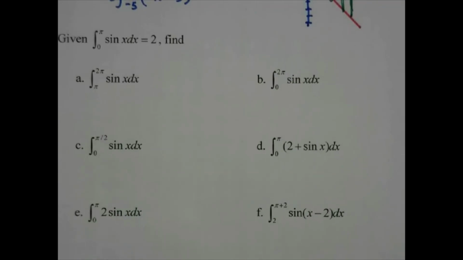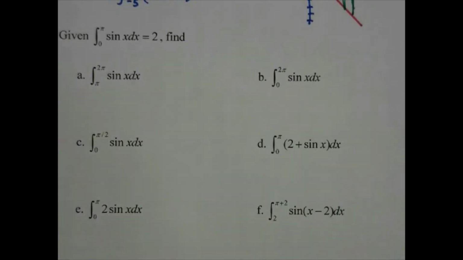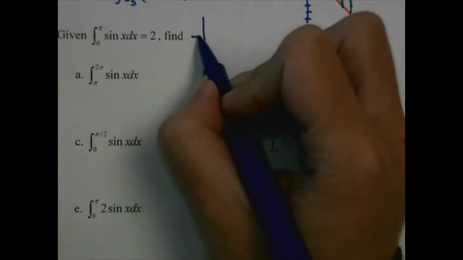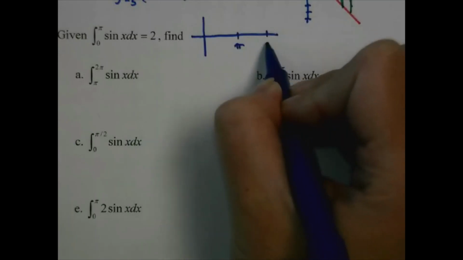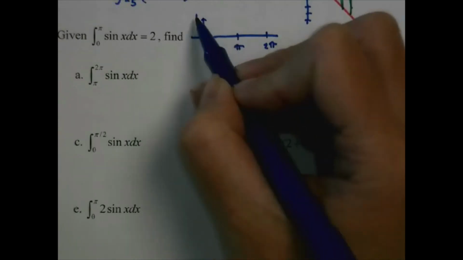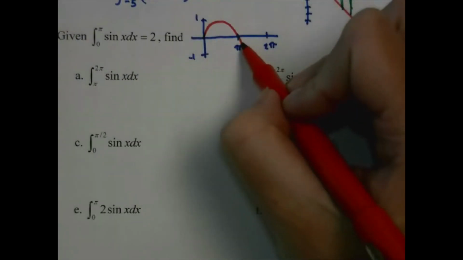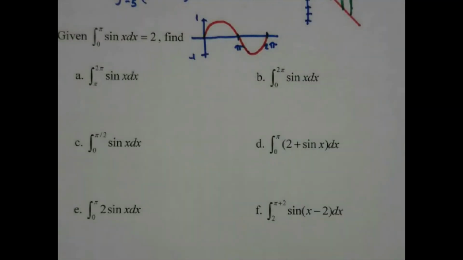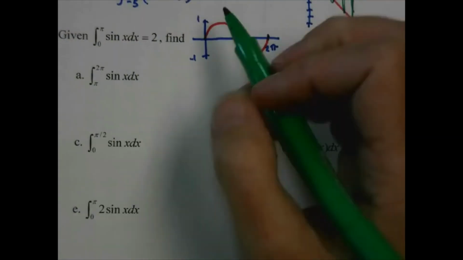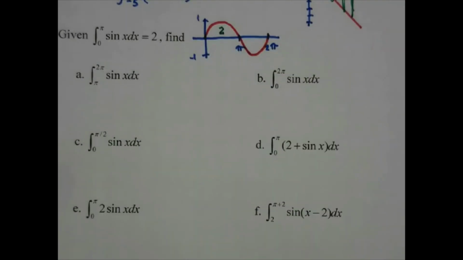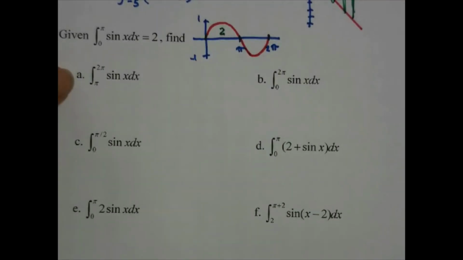Okay, our last set of problems here says if the integral from 0 to pi of sine of x is 2, we're going to use that information to find some various things. So let me graph this. So sine goes from 1 to -1. Okay, so there's sine. So this is telling me that the area from 0 to pi is 2. Okay, so from that, we can answer some other questions.